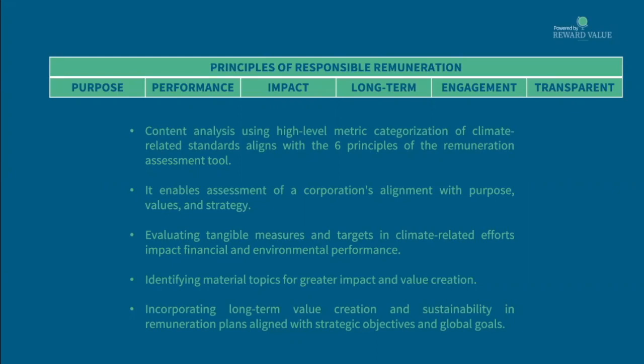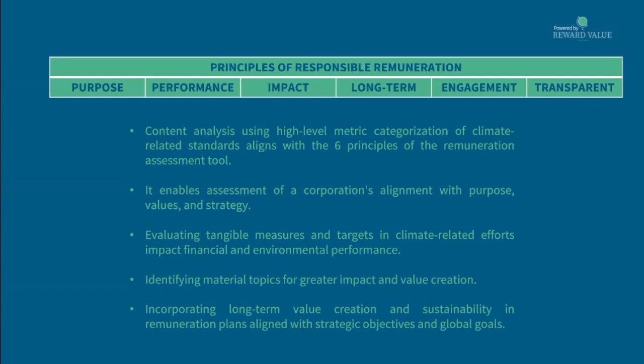By incorporating long-term value creation and sustainability into the remuneration plan, we can assess whether the timeframes and performance periods are aligned with the company's strategic objectives and global goals. The task requires dedicated efforts to analyze these high-level metrics, assess alignment with purpose and strategy, evaluate targets for impact, and consider timeframes through the evaluation of transparent climate-related environmental disclosures. With careful planning and collaboration, we aim to develop a framework that aligns remuneration practices with corporations' purpose, values, and long-term value creation with respect to their environmental performance.